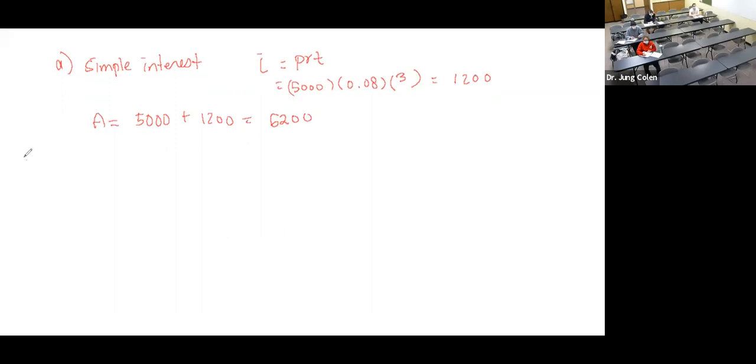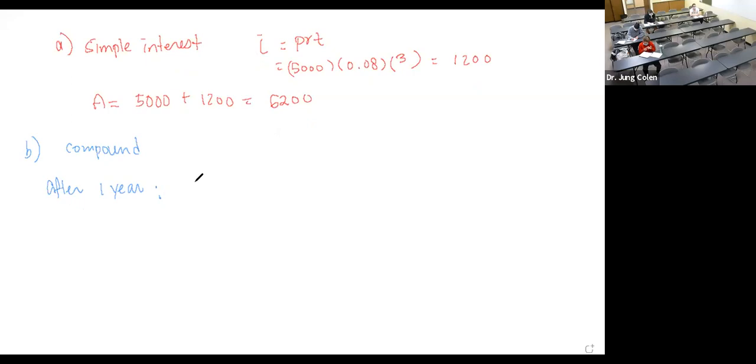Okay, so if you're using compound interest, I'm not giving you the formula yet. Think about after 1 year, how much will be the money I'm getting? So, what is it? 400. 400 is the interest. So I is equal to 5,000 times the same interest rate, 0.08, in 1 year. So it is 400, right?